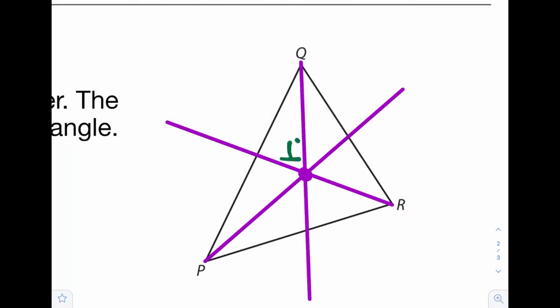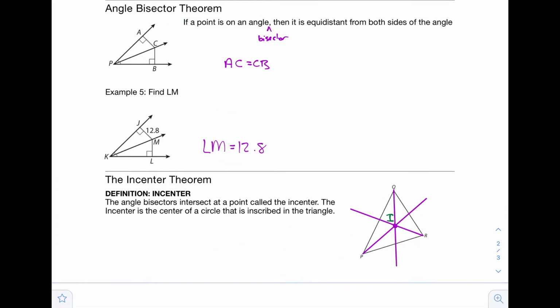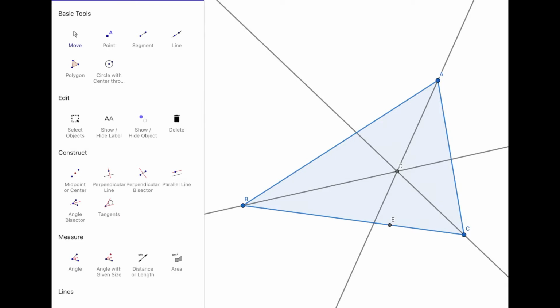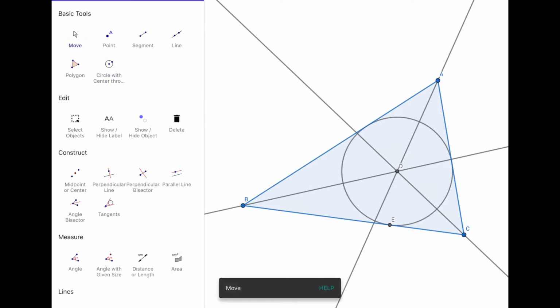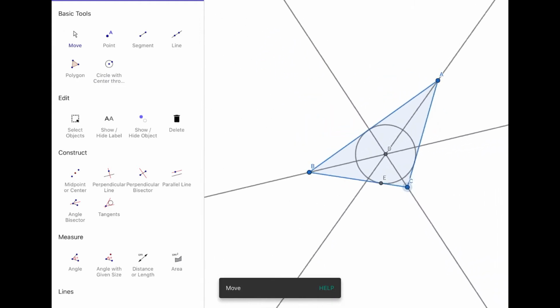So let's call this point I. Because point I is on each angle bisector, that means it's the same distance from each side, which lets us make a circle on the inside of the triangle. This is called an inscribed circle, where it just touches each side but does not actually cross any side and is fully contained in the triangle. And the center of that circle is the incenter.